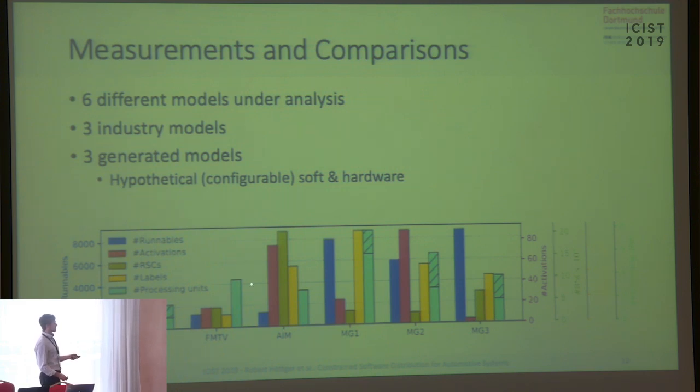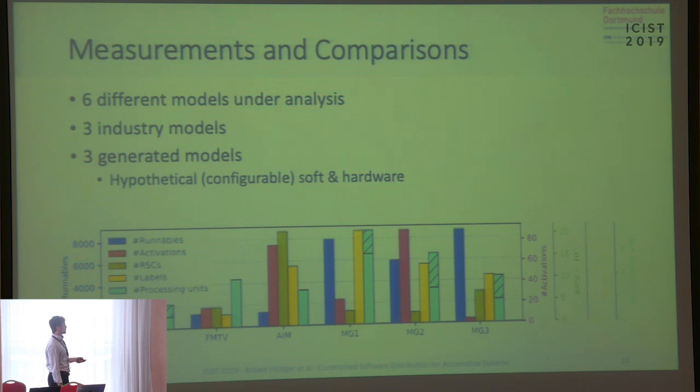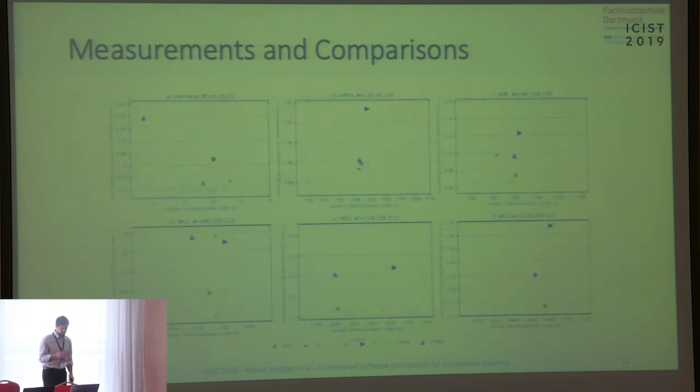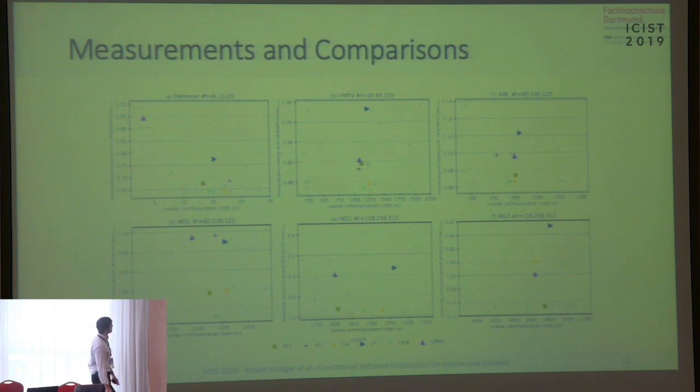They all have different types of processing units. Well, not all have different processing units, only the generated ones and the demo car models have heterogeneous processing units. The FMTV model comes from literature, and this is an anonymized industrial model. These are a couple of properties the models provide, like different numbers of runnables, different numbers of activations, sequencing constraints, which are basically the dependencies between tasks, and the amount of data that is accessed between the tasks and the processing units.